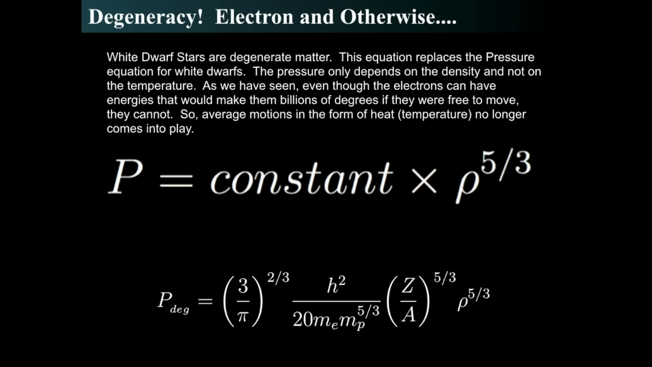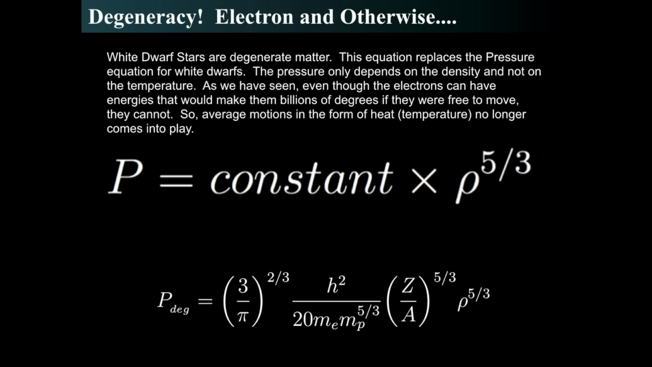All right, so what does that mean? White dwarfs cannot cool, so the pressure is not dependent on the temperature, it's only dependent on the density. Remember, from before, the ideal gas showed pressure equals some density times some temperature. Well, now we are different. We have pressure equals some constant number times the density to the 5/3 power. That's kind of weird, but look at the constant.